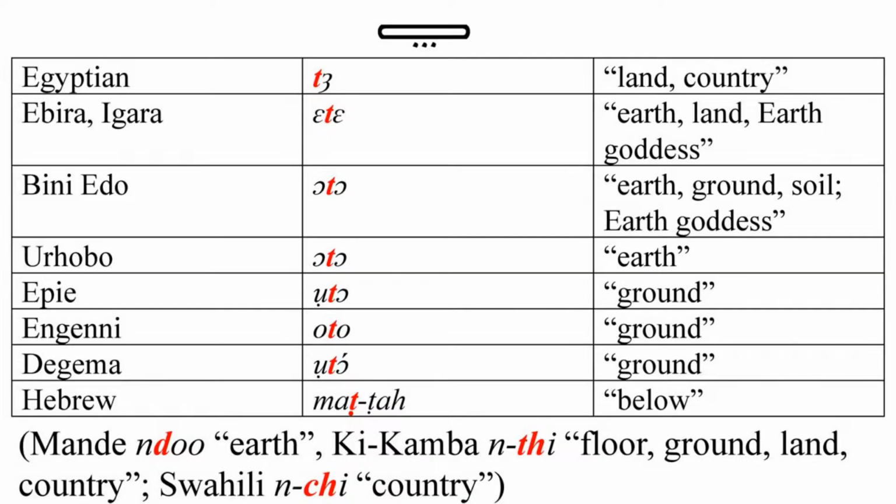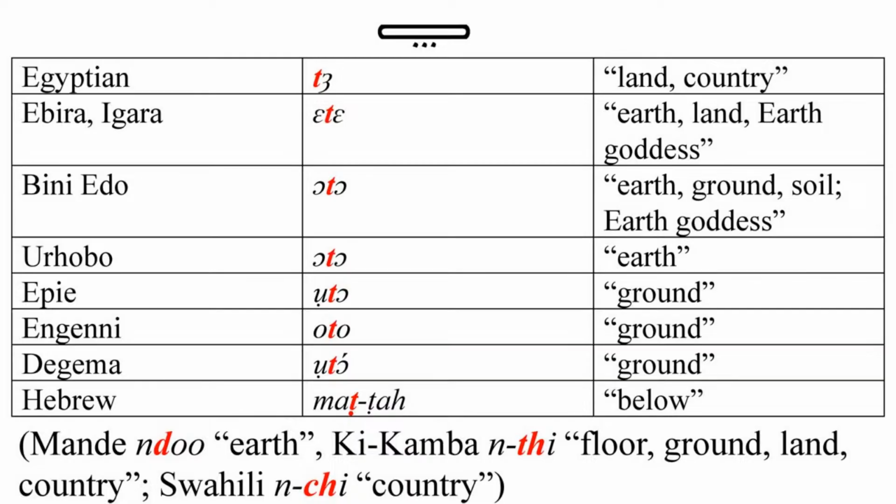But the nasalized uvular trill is dropped in Egyptian, and is also dropped in a number of West African languages. So instead of saying ter as in territory in English, the Ibira language, Igara language, they'll say ete, earth, land, earth goddess. In Bini Edo language, oto, earth, ground, soil, earth goddess. Or Oto, this is all Nigeria. Oto, but in the Hebrew, it becomes mata, below, right?